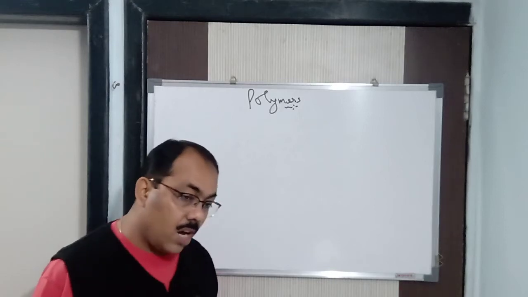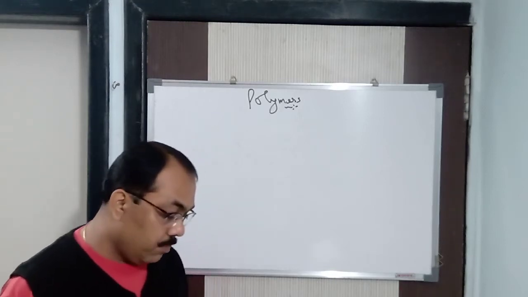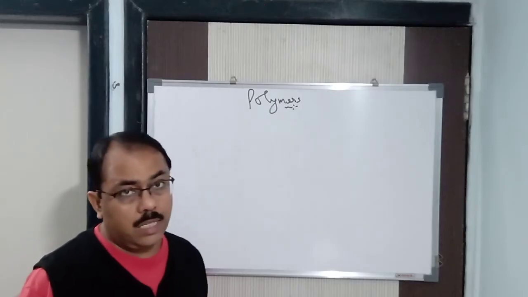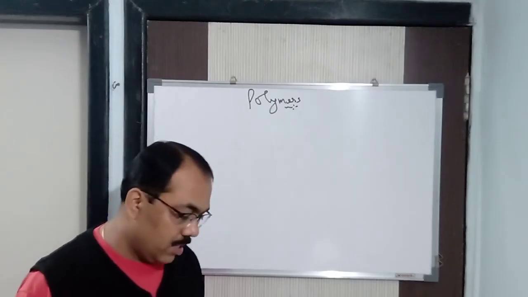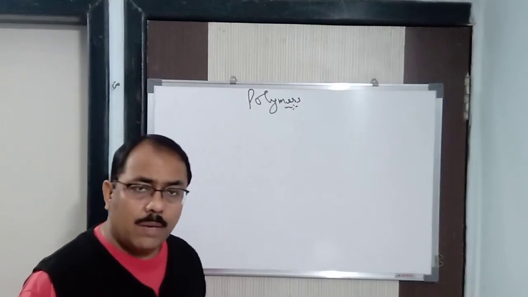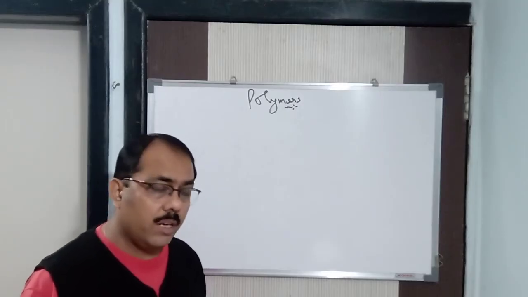For example, starch, cellulose, then proteins, nucleic acids, natural rubber, etc. They come under natural polymers. We can say that. Starch. What is starch? Already I have told you in biomolecules what starch is. Once again, let me repeat.